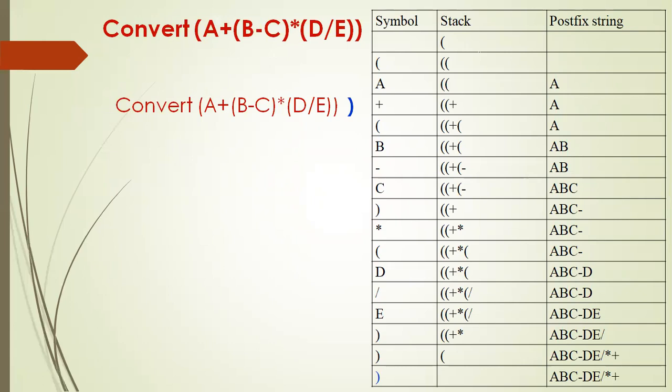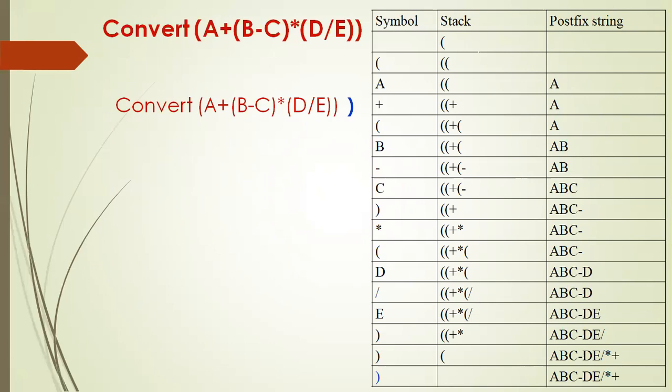Next symbol is once again a left parenthesis. Whenever a left parenthesis is encountered, push it into the stack. So your stack becomes left parenthesis, plus sign, star, left parenthesis. Next symbol is D. It's an operand. Add it to P, so it becomes ABC minus D. Next one is slash. Slash is an operator, but in front of the left parenthesis, no operators are there. In that case, simply add slash to the stack. So the stack becomes left parenthesis, plus sign, star, left parenthesis, slash. P remains the same, ABC minus D.